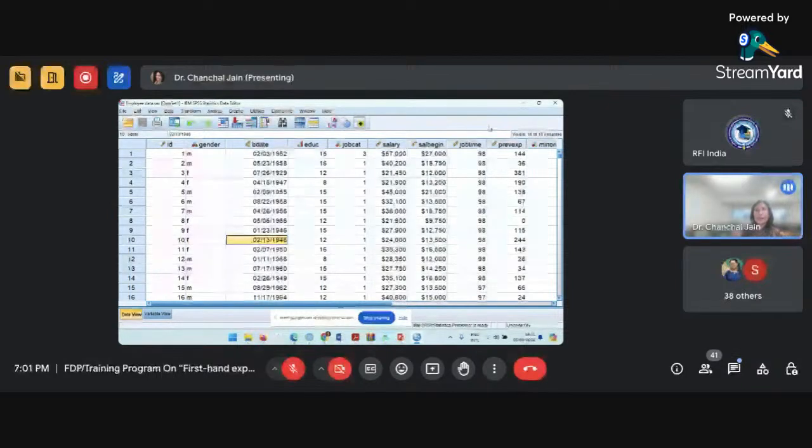Second day, I talked about the reliability concept and the normality concept. In reliability, I explained that it is nothing but a measure of consistency, whether your scale, meaning your questionnaire or your instrument, is producing the same result again and again when you are conducting it on different samples of the same population.